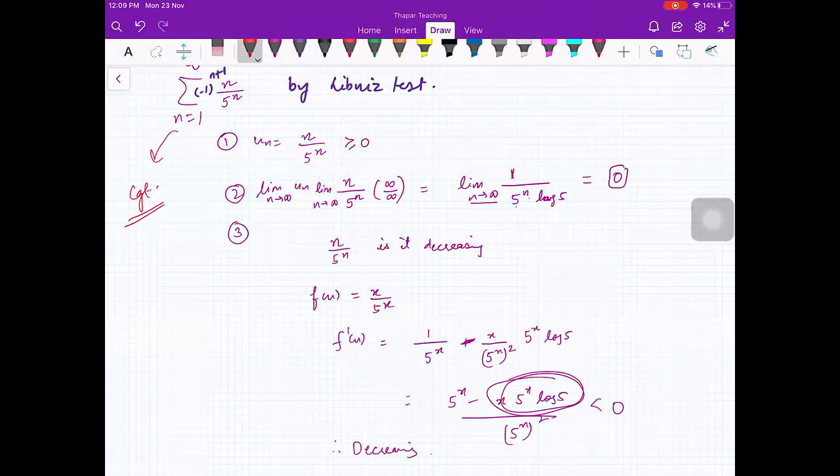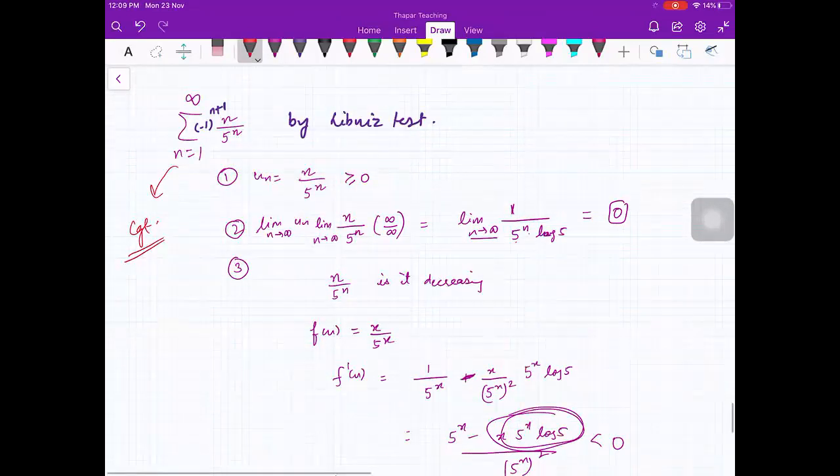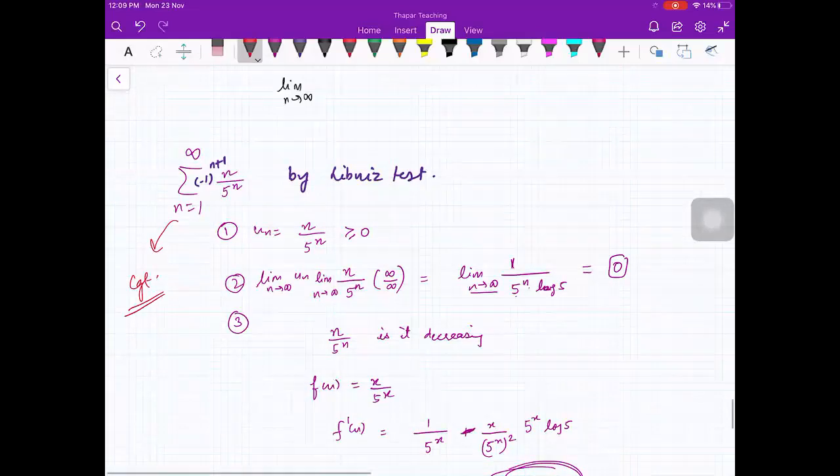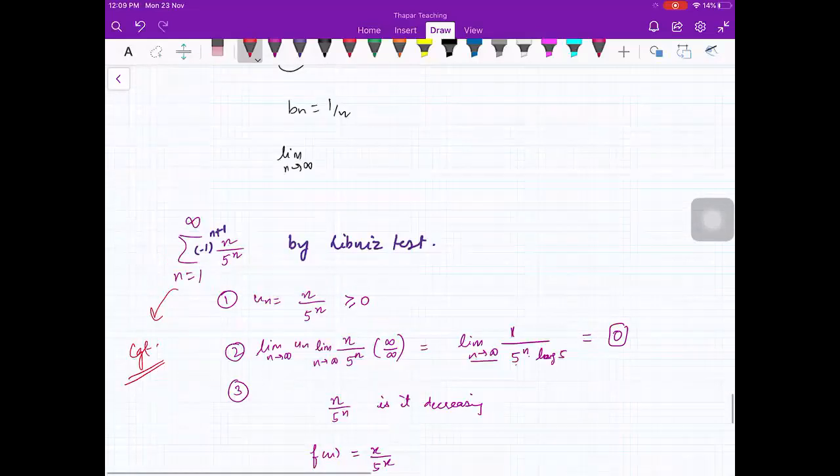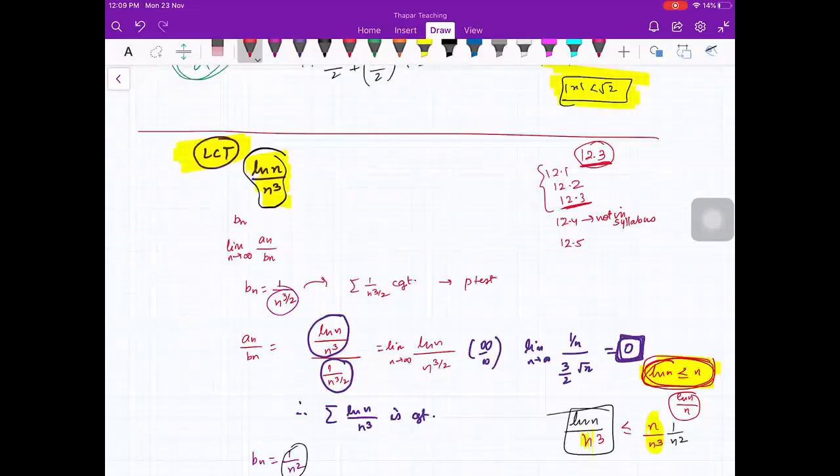Okay, beta, time is up. Yes, ma'am, thank you. Okay, so I'll see the last exercise 12.3. No, beta. We'll continue from here. 12.3 still we are doing. After that, this is not in our syllabus. We'll go for 12.5.